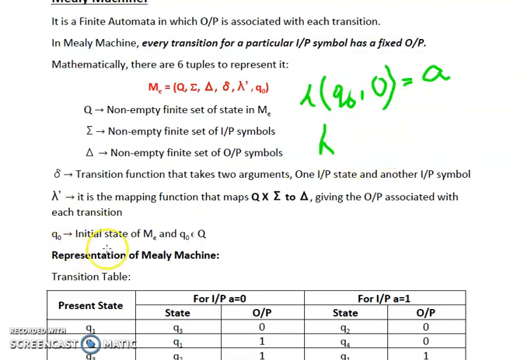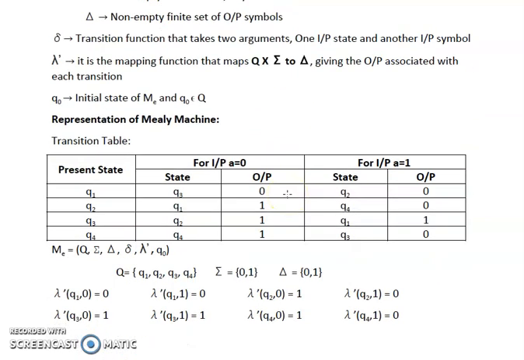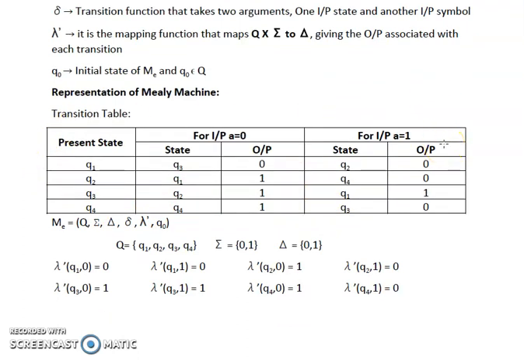Now, Q0 is our initial state of the Mealy machine and Q0 belongs to the set of states, that is capital Q. Now, let's see the representation of a Mealy machine in the form of a table. That means we are talking about a transition table. In case of a transition table, as we have checked in case of Moore machine, there was the current state, that means the present state. Then there were two inputs. So over here also we have two inputs, a equal to 0 and a equal to 1.